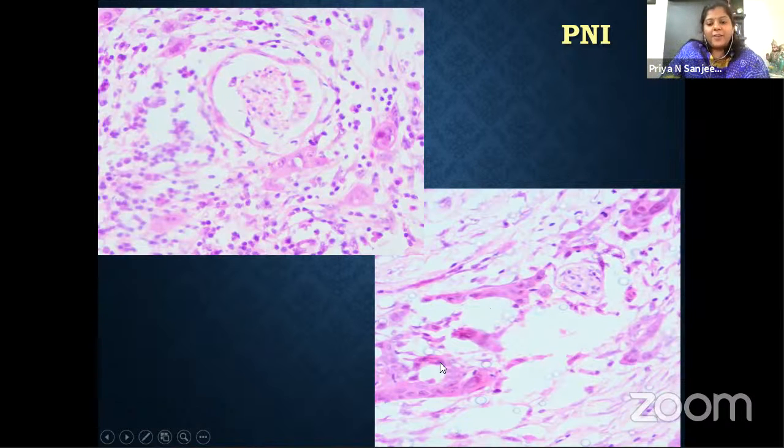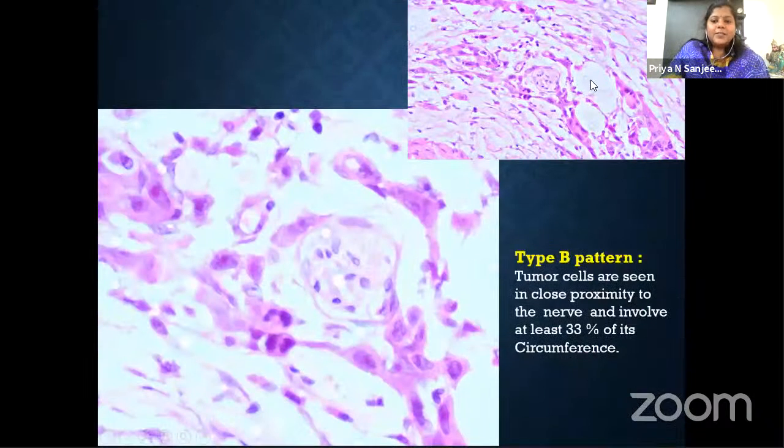In this photomicrograph, you can see the tumor islands approaching the epineurium. Here, it appears to be touching the tissue layer of the nerve bundle. This is another picture where here and here it is trying to touch, and it is like encircling the nerve bundle. So this is the high power view. Here I can say that it is perineural invasion, but since you're not able to tell which layer is particularly involved, I mean, it is not exactly the involvement of the epineurium, in such cases, we write it as type B pattern.